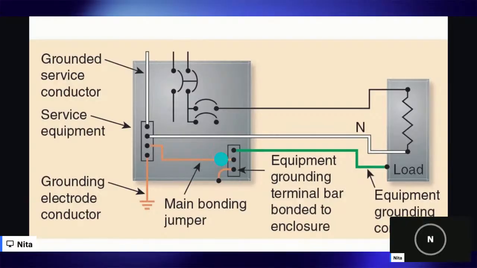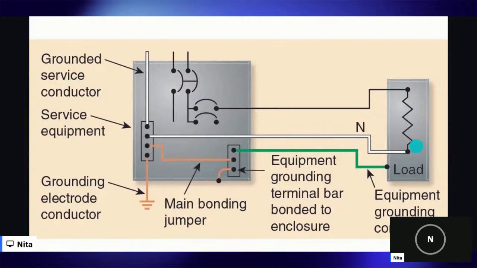Then we have our equipment grounding bar and our EGC, which is represented by our green or bare wire. It is bare copper wire. It runs from the outlets, from your lights, and from your appliances, connecting back to the panel at the grounding bus bar.